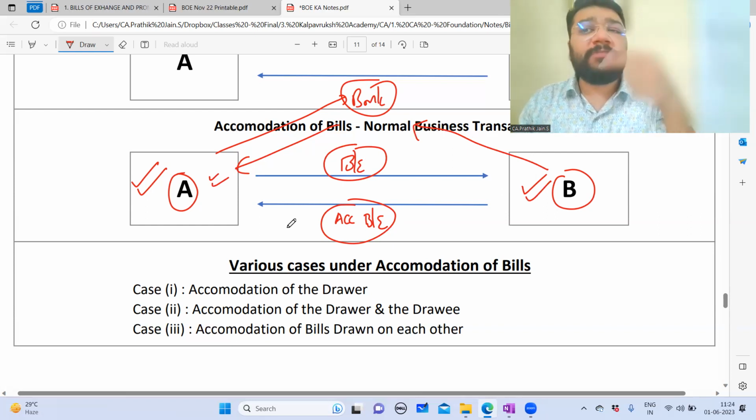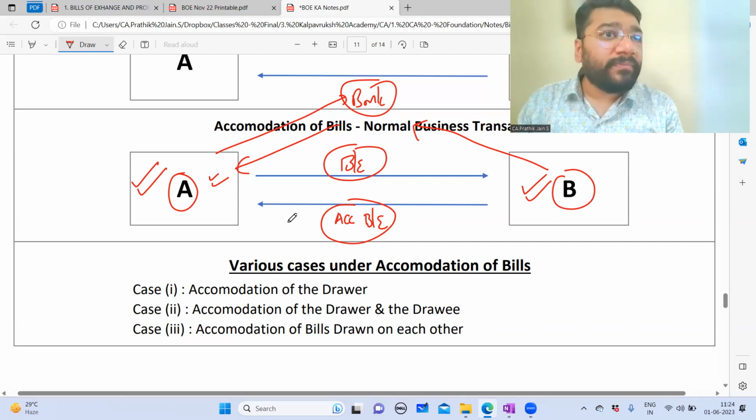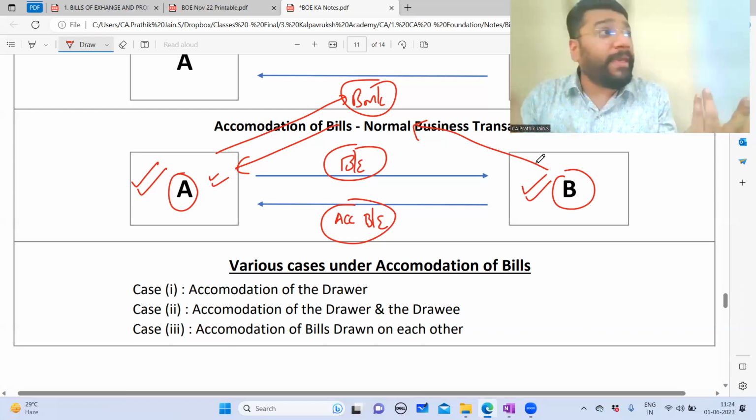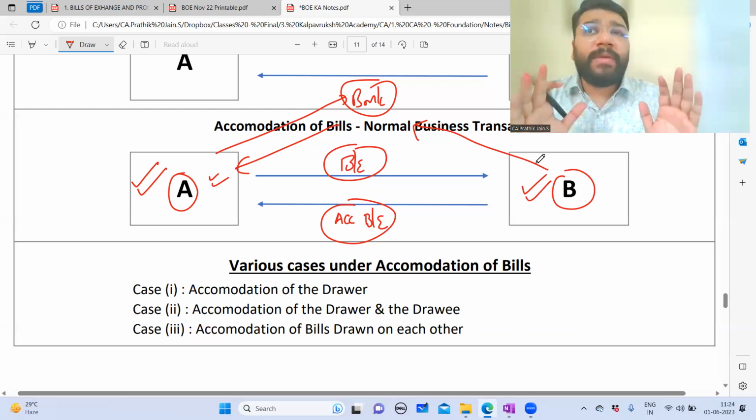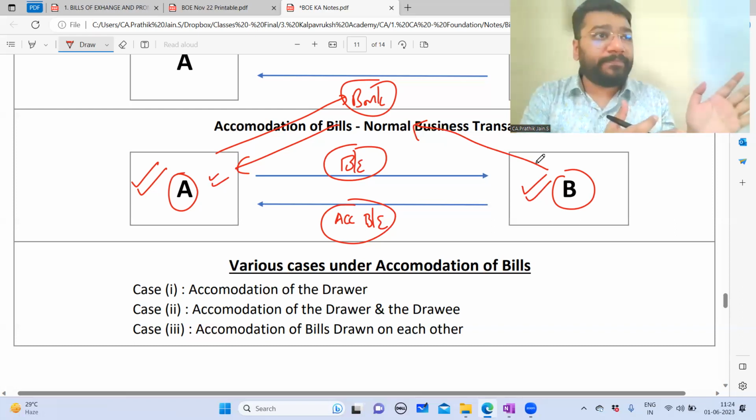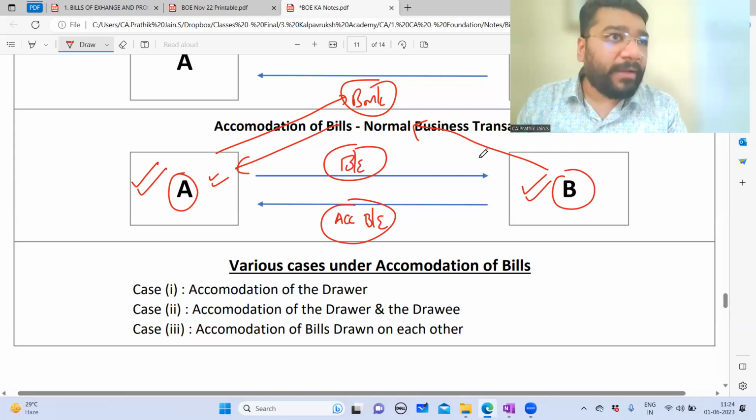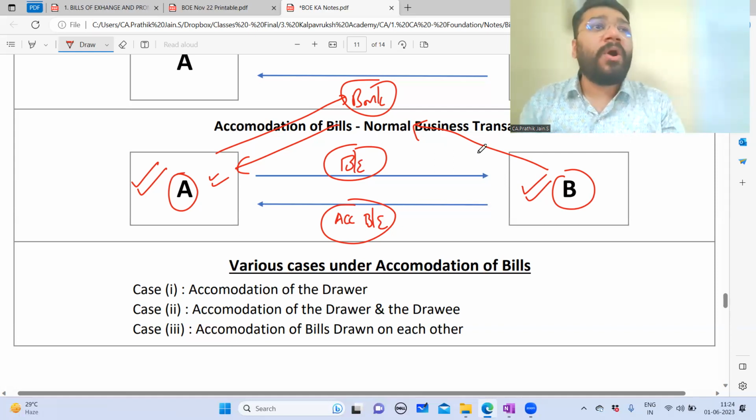Otherwise, if A does not give money to B, how will B give money to the bank? Because B is not enjoying anything. He is not taking any goods nor services. So why will he pay? He has accepted to make the payment because he wanted to help A. So therefore, on the due date, A has to give the money back to B so that B can in turn make the payment to the bank. So this concept is called accommodation of bill.